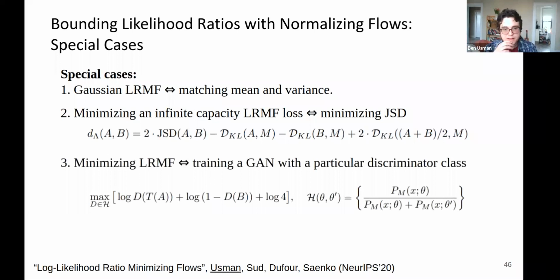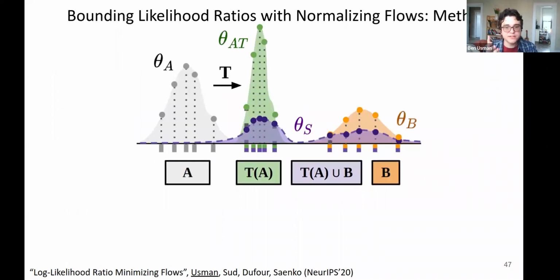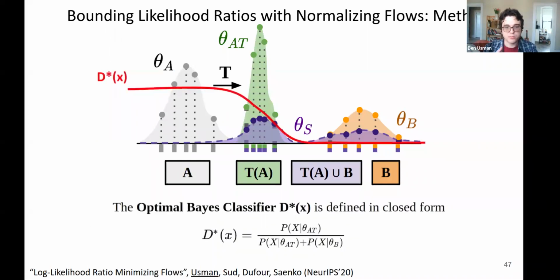How can that be? The intuition here is that since we know the distribution of T of A and B, as I showed before, we know the distribution of T of A because we know the distribution of A and T is a normalizing flow. We can just compute the optimal Bayesian classifier in closed form and just plug it right into the GAN objective. So the proposed objective does not involve a min-max anymore, because the optimal classifier is just defined in closed form, and you just plug it in there instead of learning it every time.